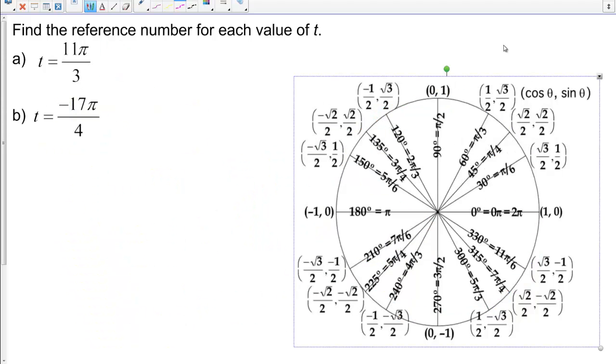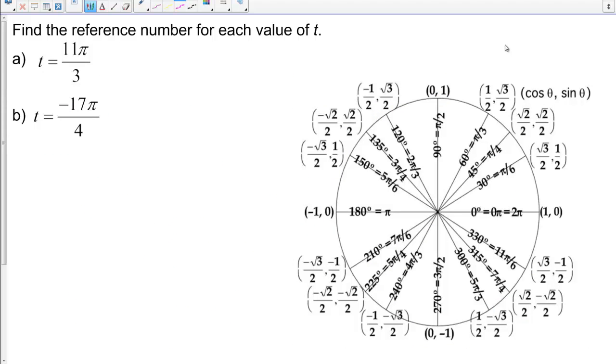So now we're going to go ahead and let you try. So go ahead and pause, and then when you're ready, come back and see the answer.